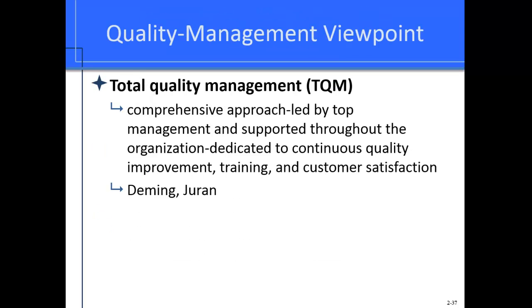Now let's look at total quality management, or commonly just called TQM. Total quality management is a comprehensive approach led by top management and supportive throughout the organization. It's dedicated to continuous quality improvement, training, and customer satisfaction. And within TQM, we have 4 different components that make up our total quality management.